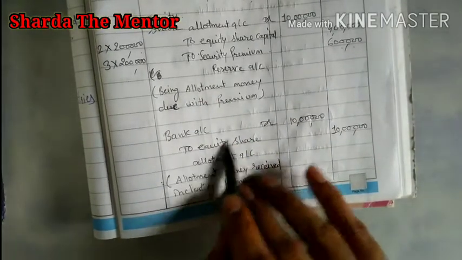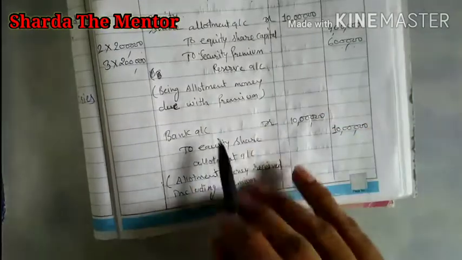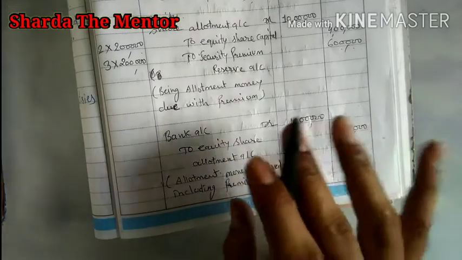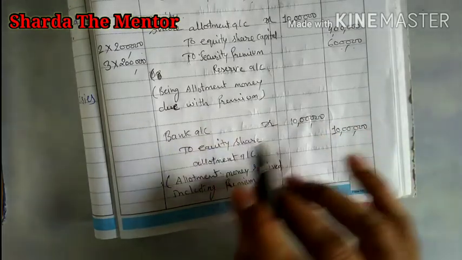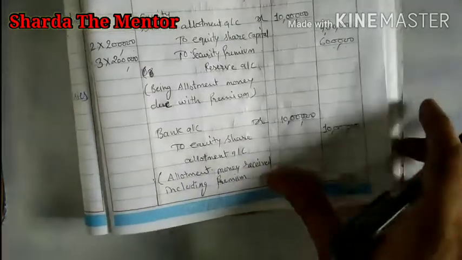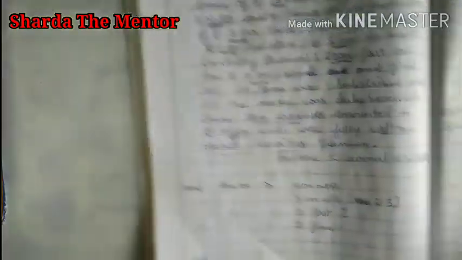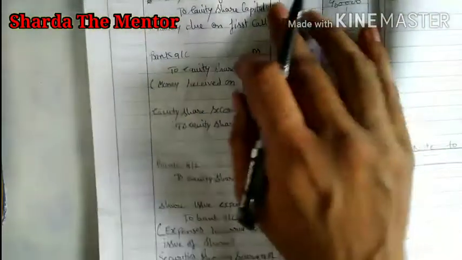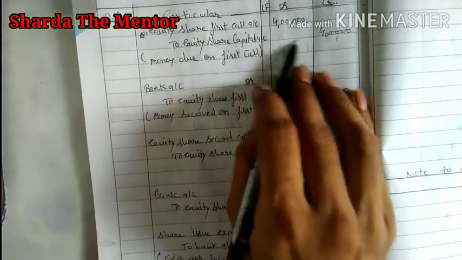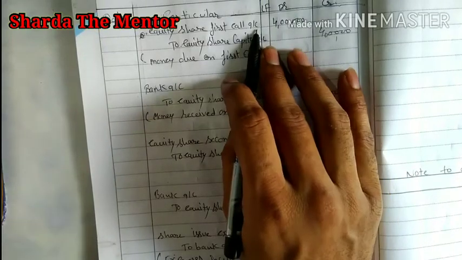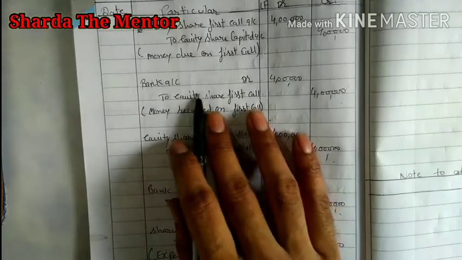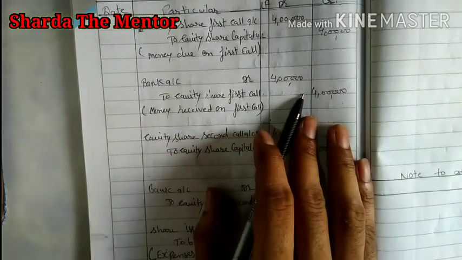Now 10 lakh rupees we called and the public paid. It means we called 10 lakh rupees and the full 10 lakh rupees was paid. So bank account debit to equity share allotment, that is a receivable entry. And after that, the first call: equity share first call account debit to equity share capital. So 4 lakh rupees transferred to equity share first call. And after that, that 4 lakh we have received in the bank account. So bank account debit to equity share first call.